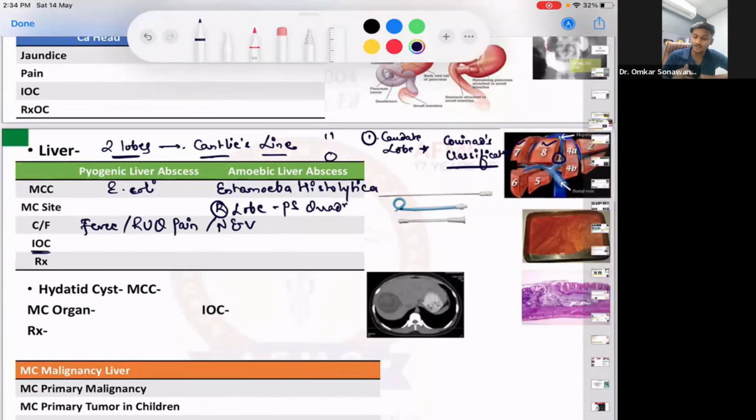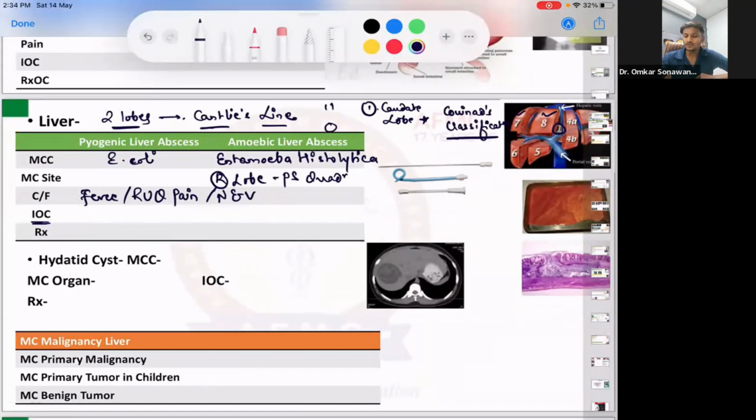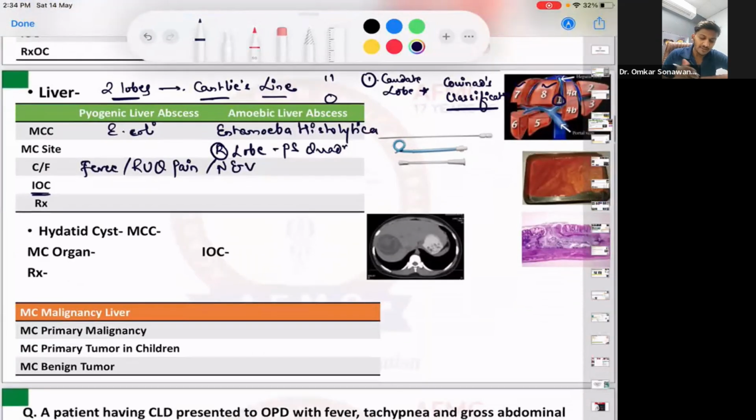What is the investigation of choice? Anybody? Please let me know. Very good. The investigation of choice would be ultrasound. Anywhere there is fluid, who is the friend of fluid? Ultrasound. So please remember, usually it is the ultrasound abdomen. Ultrasound abdomen is the investigation of choice.